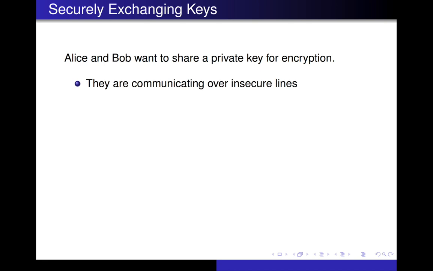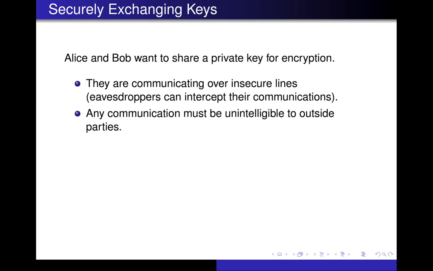So our assumptions are that they are communicating over insecure lines, which means that eavesdroppers can intercept their communications. So our assumption is anything they say to each other, anything they communicate to each other, is available to everybody in the world. So what they want then is for any communication that they make between each other to be completely unintelligible to outside parties. They say stuff, but not stuff that is meaningful to anybody else but Alice and Bob.